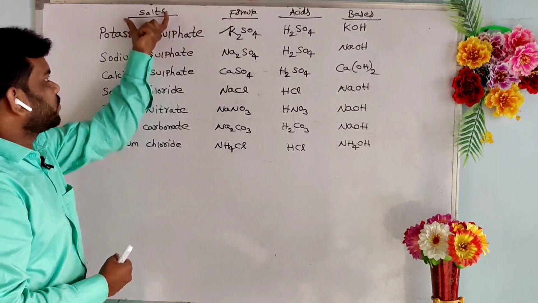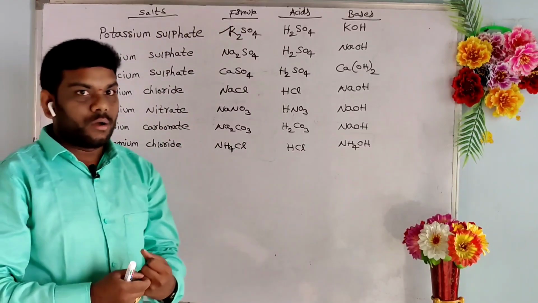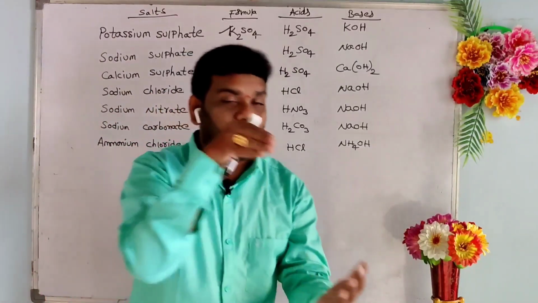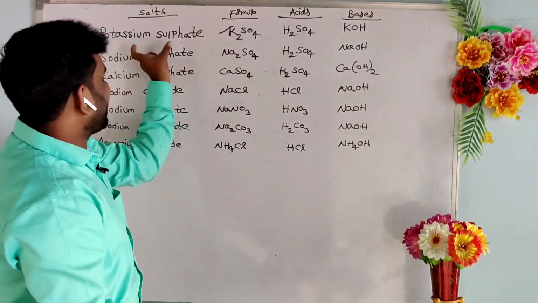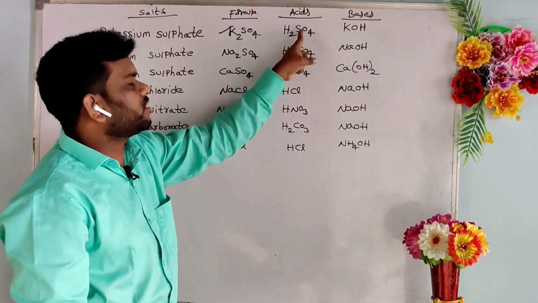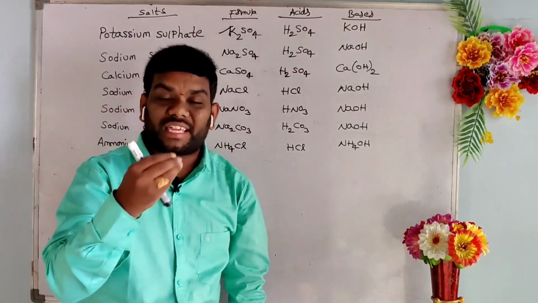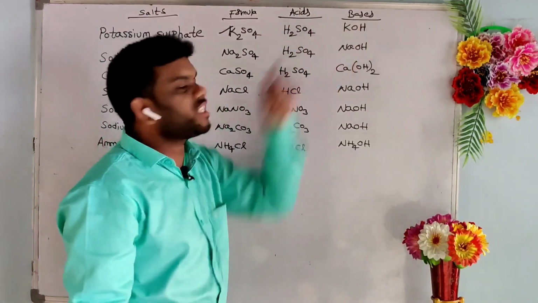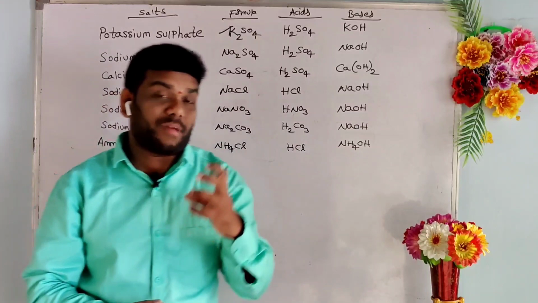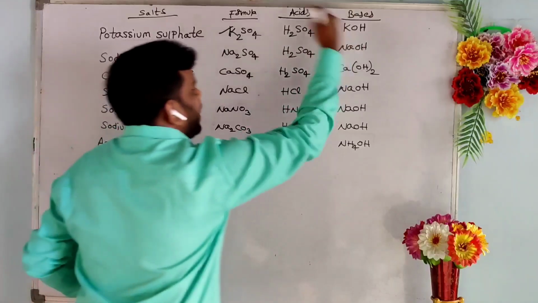The potassium sulfate salt formula is K2SO4, but how do we separate the acid and base from this salt? It is similar to sulfuric acid. This is the sulfate family. H2SO4, sulfuric acid. And this one is the base, KOH, potassium hydroxide. OH means base family.